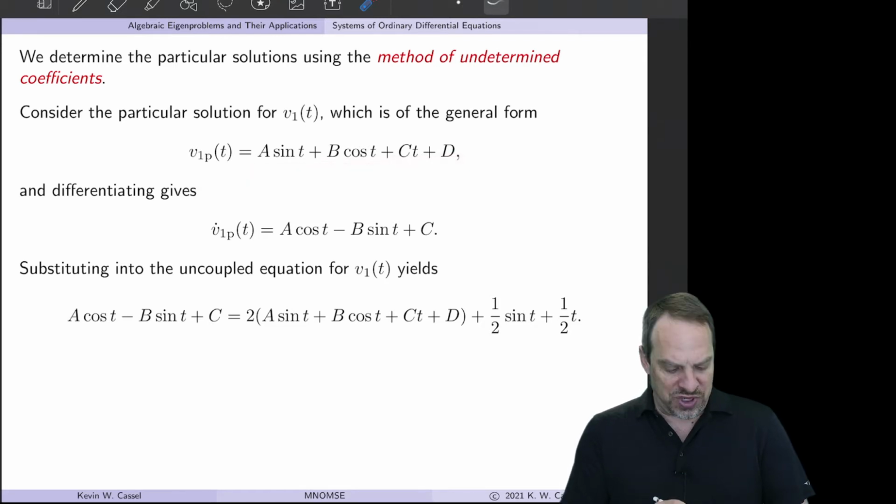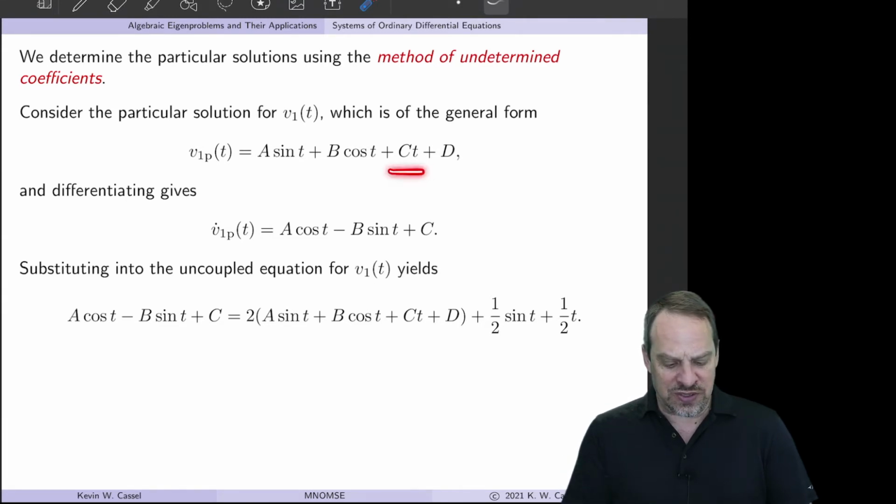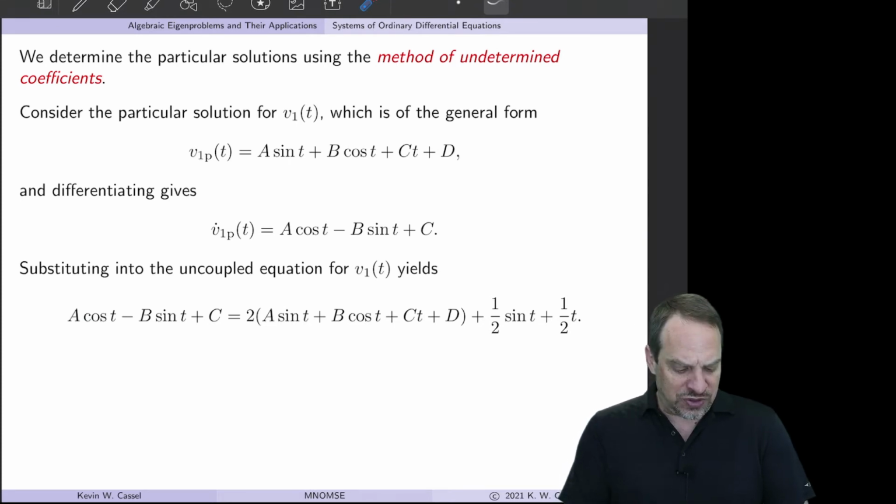I know, because I had a sine, that I might need sines and cosines. So I include one of each with its own coefficient: a sine t plus b cosine t. Then I had the t term, so I know I may need a first-order polynomial. So I use the most general first-order polynomial, ct plus d. Then I just substitute it in the equation, and we need to determine the undetermined coefficients. So this is the v1, and then I differentiate it because I need v1 dot.